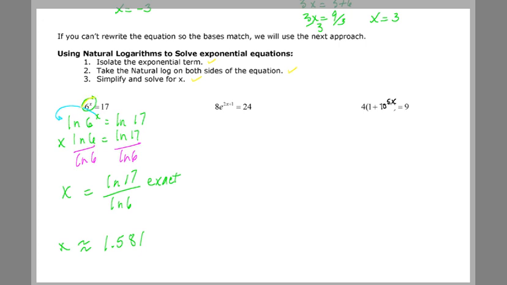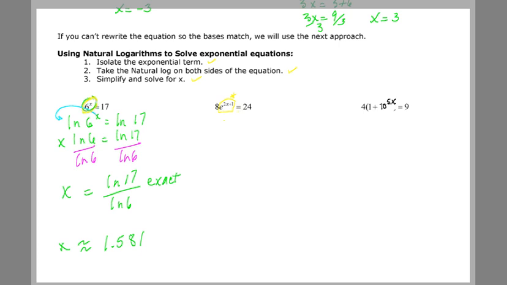Over here, the 6x was the exponent term, and it was isolated. It stood alone. It's the base and the exponent that goes with it. Over here, the exponent term is the e to the 2x plus 1, not the 8. The 8 is multiplied by that. So this is the exponent term that has to be isolated. So we must isolate that first before we can do anything.